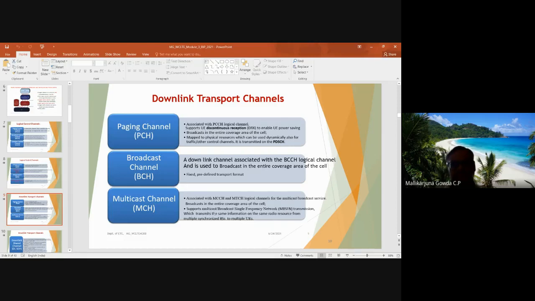This will be transmitting the same information on the same radio resource from multiple synchronized base stations to multiple user equipments. That's why it is called a single frequency network. So that is the purpose or use of this multicast channel.